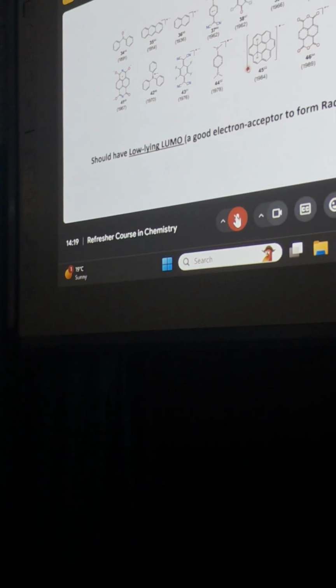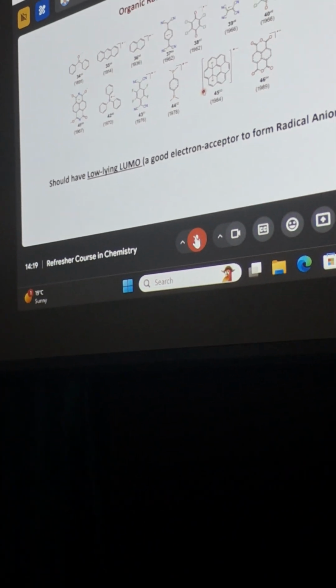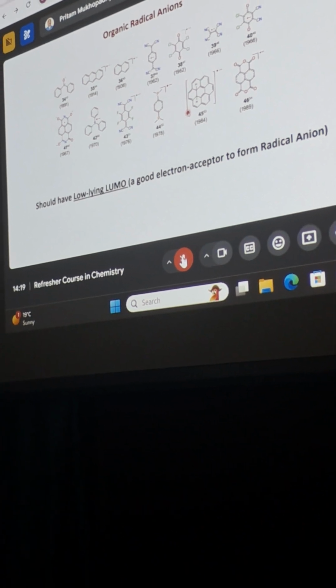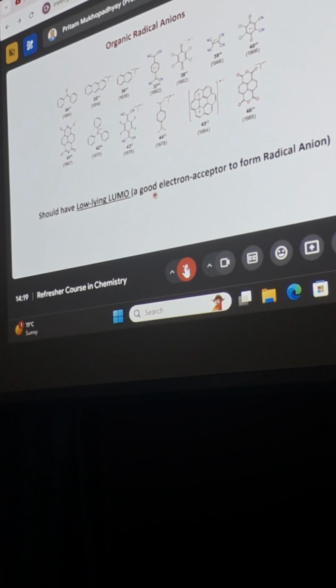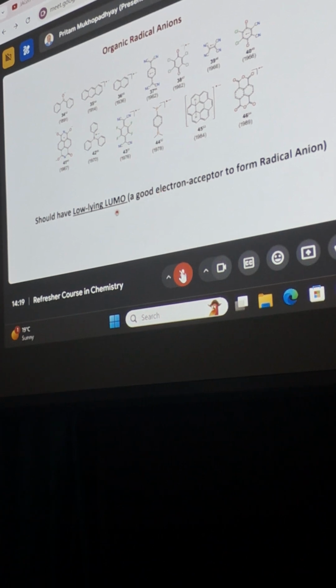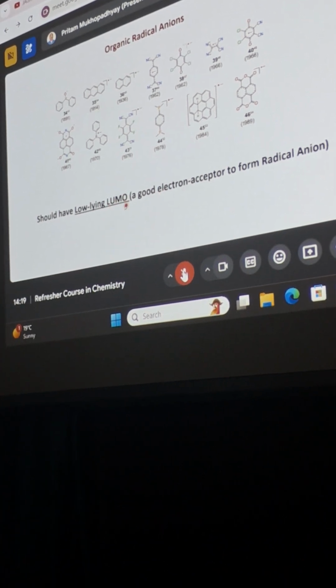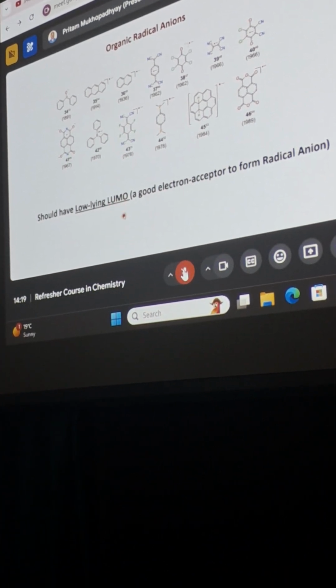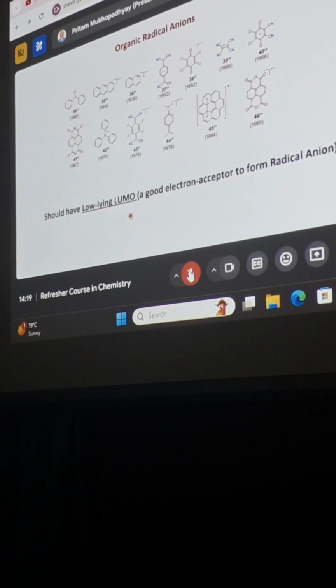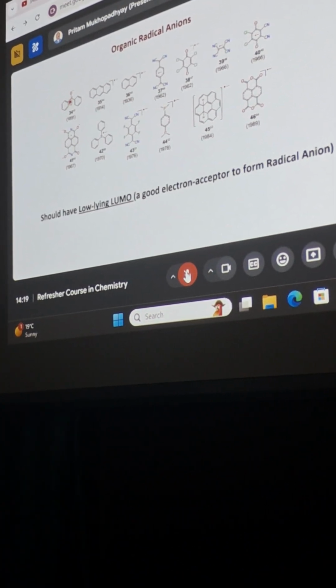Breaking a bond. But here you need a molecule to be an electron acceptor. A molecule which is a good electron acceptor, you can see this. That means a molecule which has a low-lying unoccupied molecular orbital is a very good molecule to accept electrons and form a radical anion.